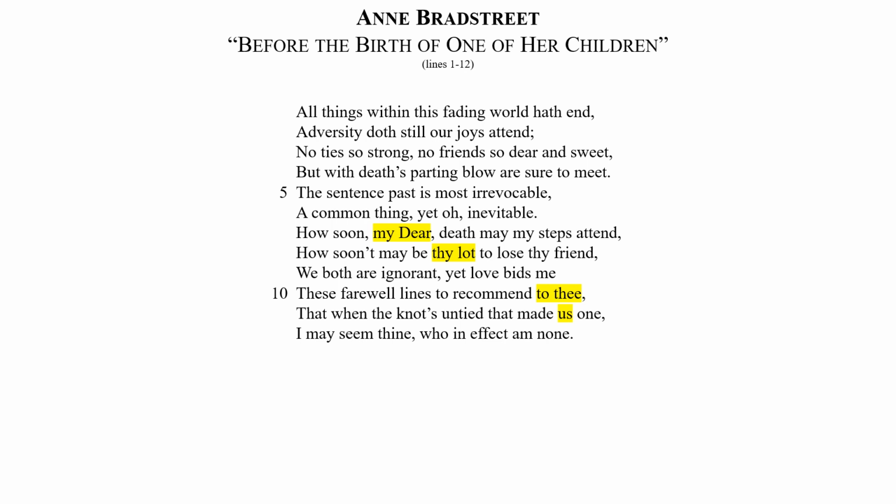So Bradstreet is addressing her dear, and her dear is part of her. So this poem is not addressed to the child, it's addressed to the dear. And she says that we are ignorant, both of us are ignorant. What are we ignorant about? We are ignorant about how soon death may attend my steps. We are ignorant how soon it may be your lot, your fortune or misfortune, to lose your friend, me, to lose me.